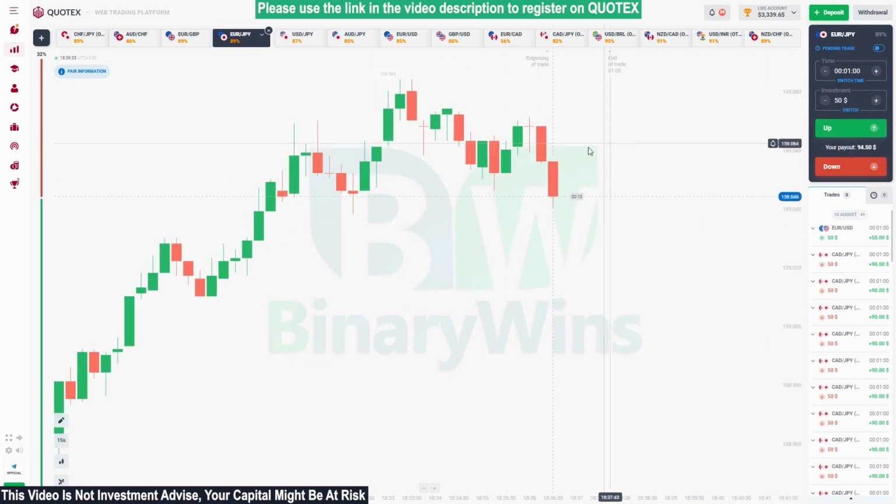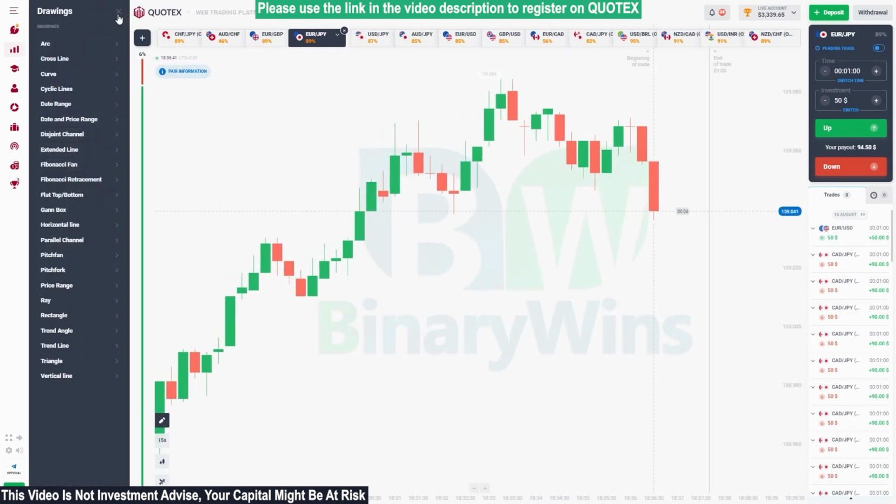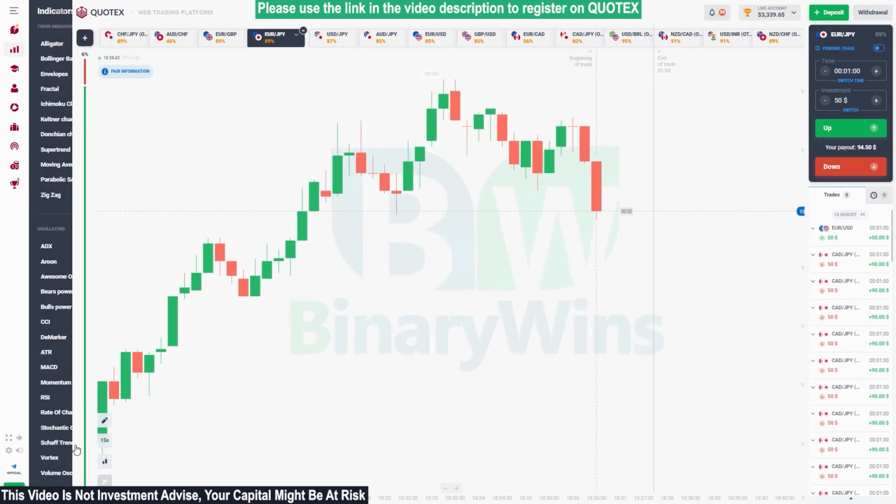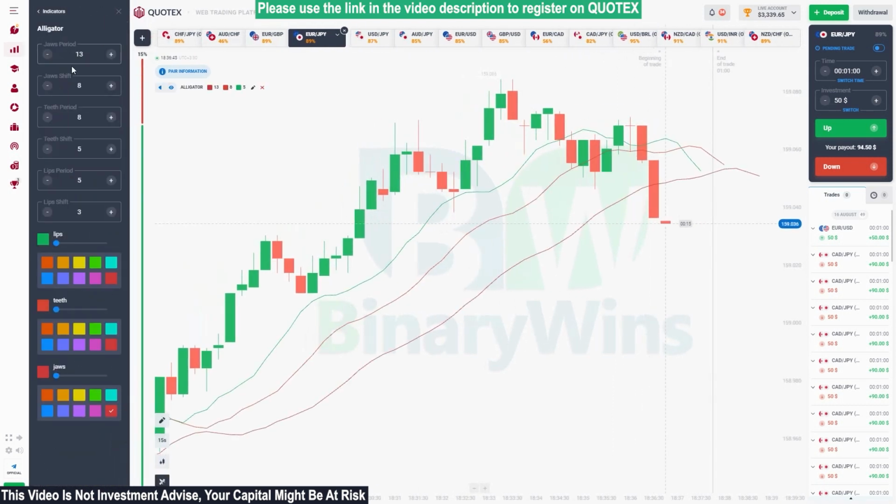The trading time in this strategy should be 4 times the candle time, but the indicator we want to add to the chart is the alligator indicator. Subtract one number from each of the elements of this indicator: 12, 7, 7, 4, 4, and 2.